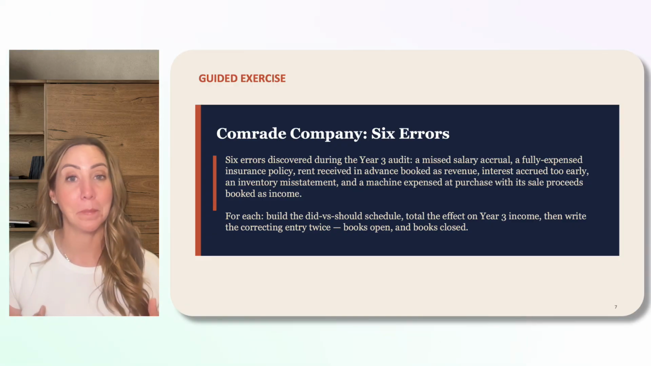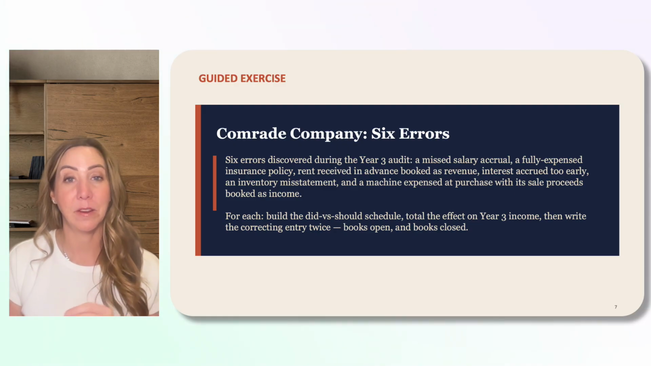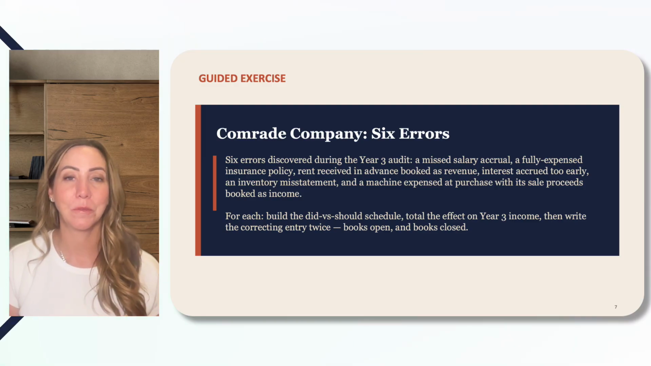Inventory misstatements, and a big one, a machine expensed at purchase and then its sale proceeds recorded as income. For each error, we're going to build the did versus should schedule, total the effect on year 3 income, and then write the correcting entries twice, once assuming the books are open and once assuming that they're closed.